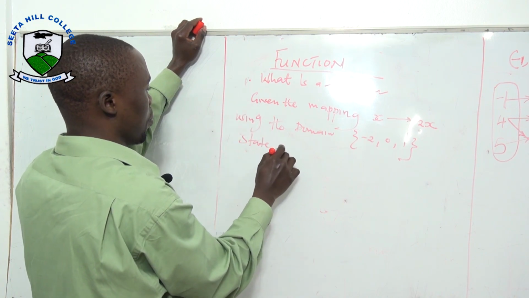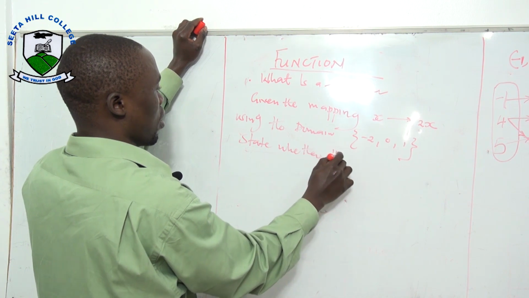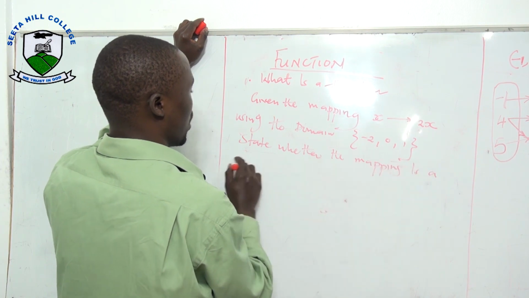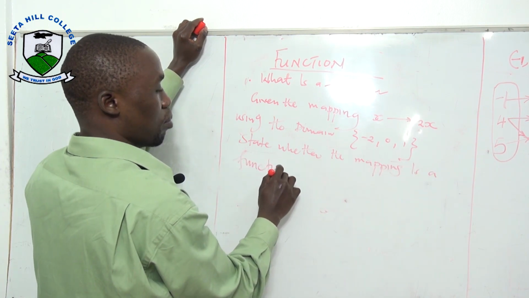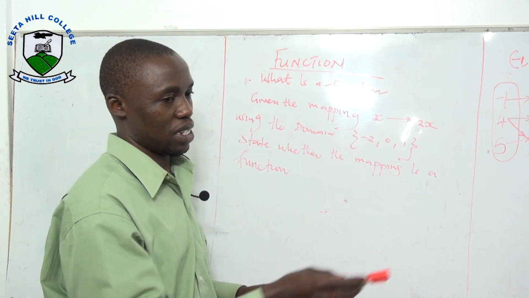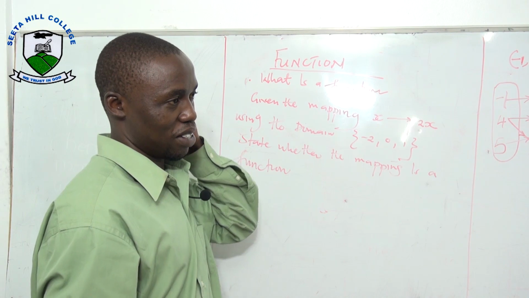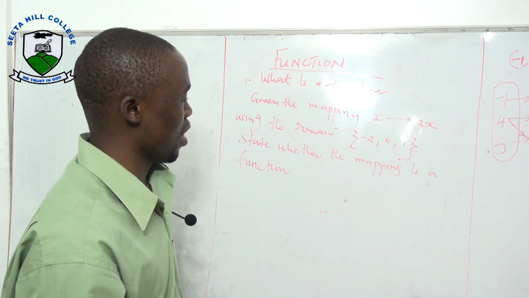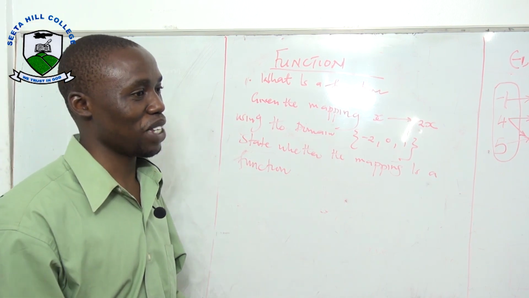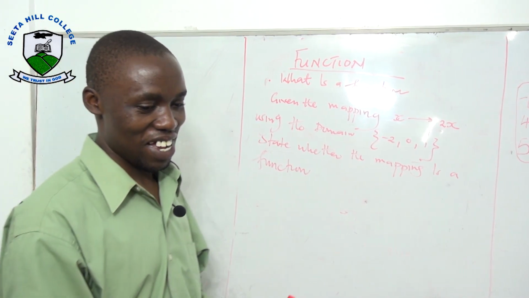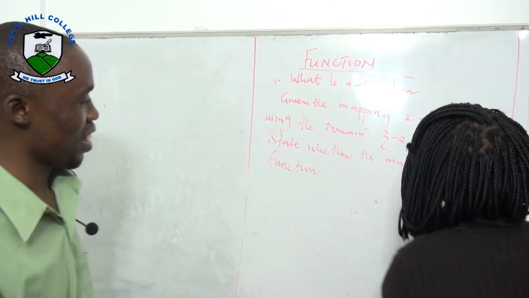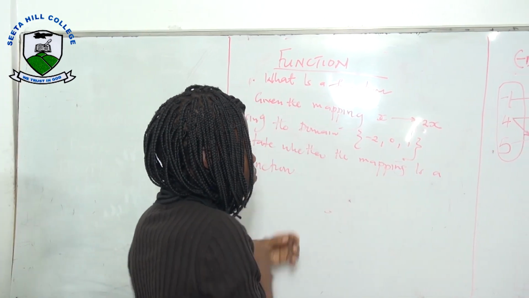State whether the mapping is a function or not. Let me see somebody guide there. How shall we state? Is it a function or not? We shall have to first find. Discuss it very, very properly.